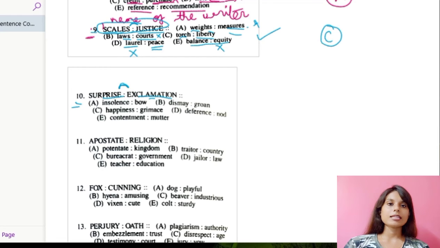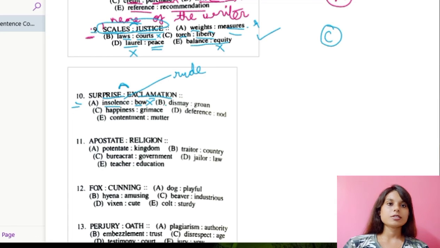Now number A says insolence and bow. Now insolence means rude and disrespectful behavior. So I'm writing it down, rude. And bow means to bow down. So this won't make sense with the question.